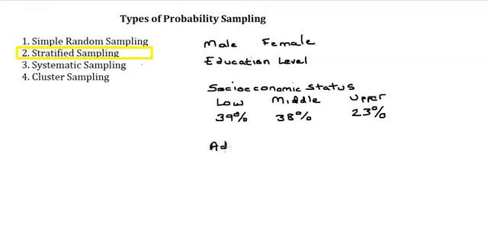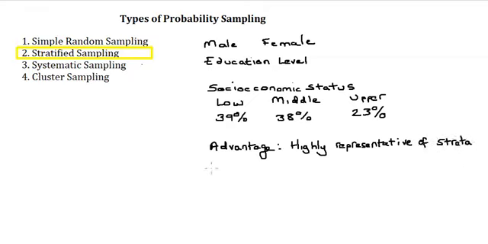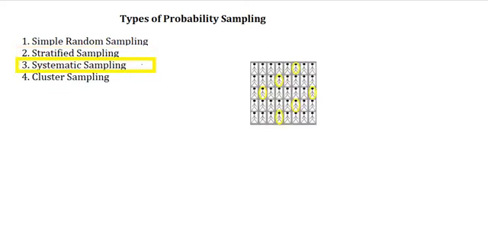Stratified random sampling has the distinct advantage that it creates strata or layers that are highly representative of the strata or layers in the population. However, like simple random sampling, the major disadvantage is that it can be very tedious and time-consuming to create.